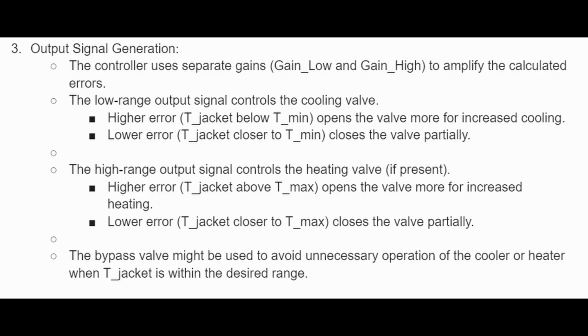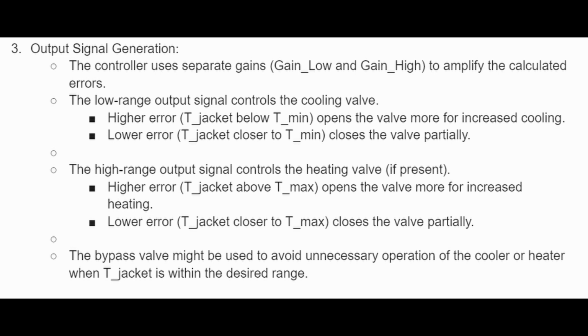3. Output signal generation. The controller uses separate gains, gain low and gain high, to amplify the calculated errors. The low range output signal controls the cooling valve. Higher error, T jacket below T min, opens the valve more for increased cooling. Lower error, T jacket closer to T min, closes the valve partially.